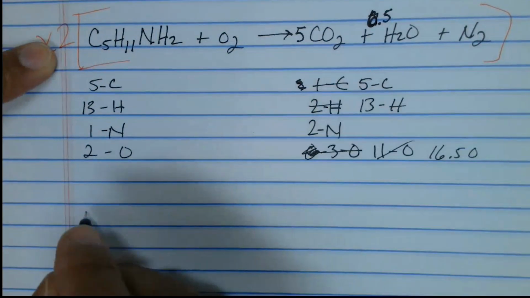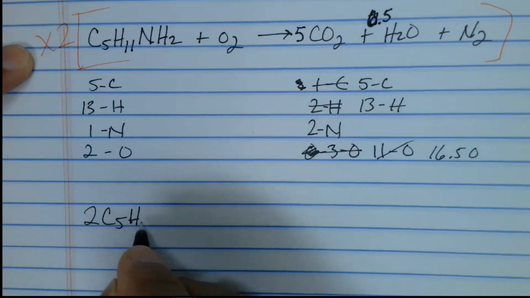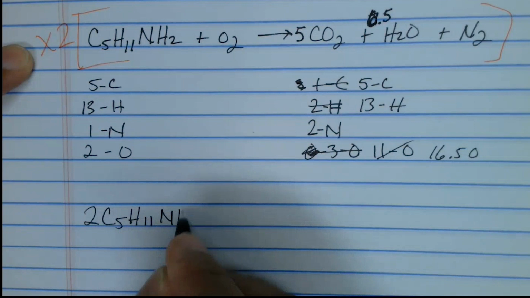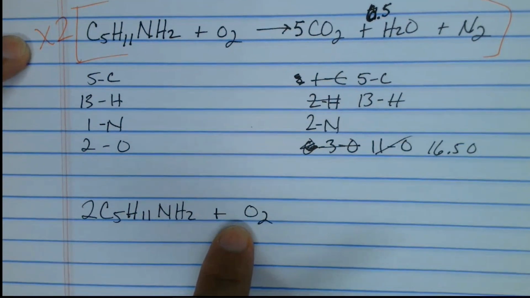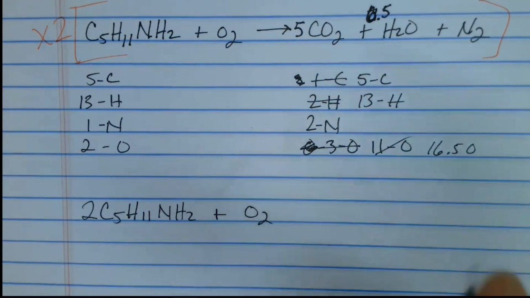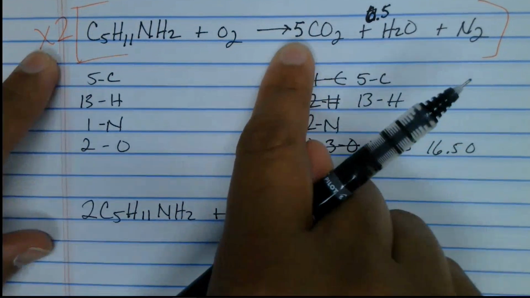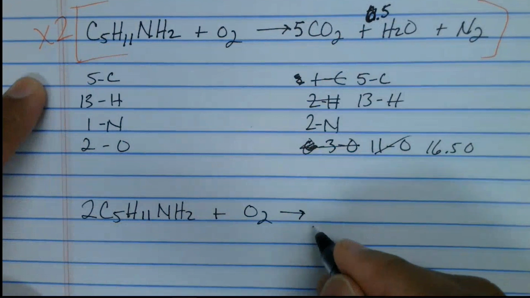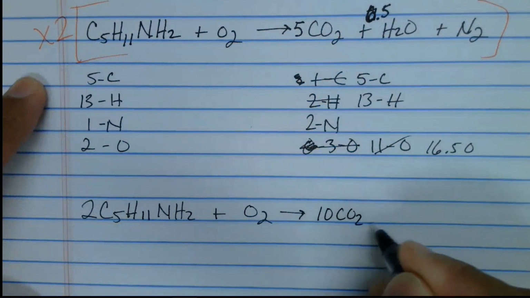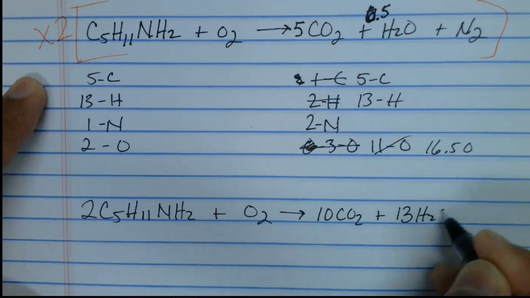Okay, so watch what happens. 2 C5H11 and H2 plus O2. Again, don't put a number in there because we're going to change it anyways. So we're going to put what number we need into that lone element to fix it, but everything else will keep the same because everything else is balanced. I mean, the carbons are balanced. This is a 10 CO2. This is a 13 H2O.